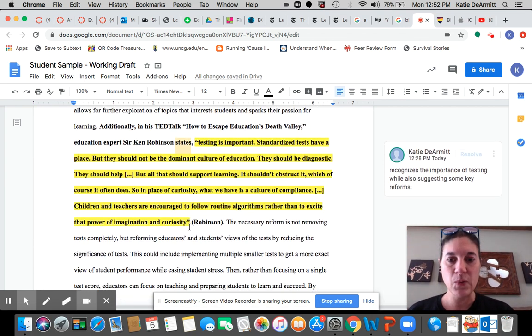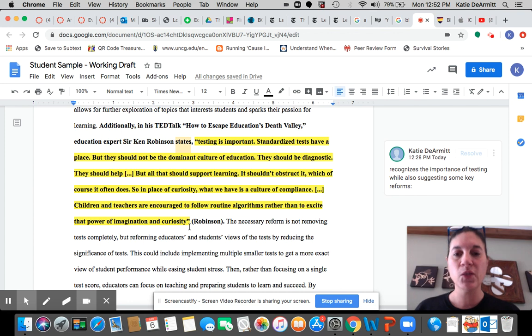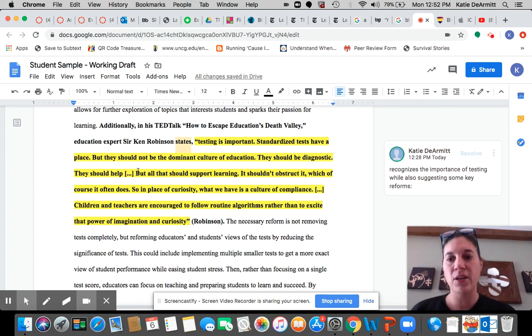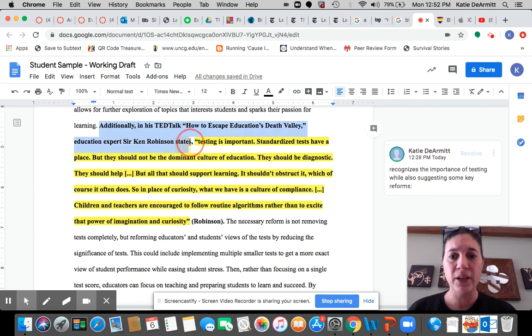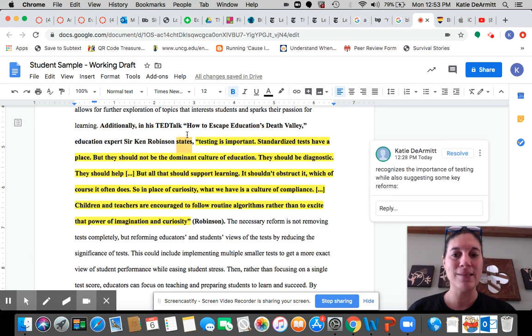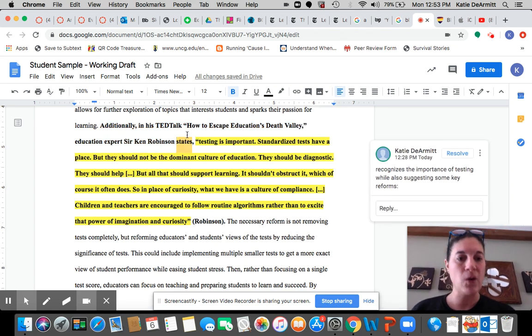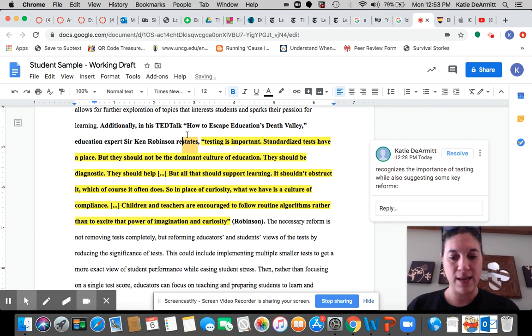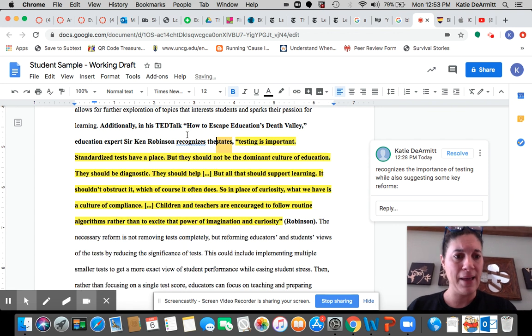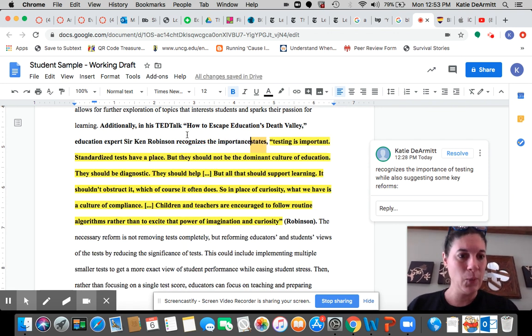This is one that I need to do a little bit of revision with because you can see my attributive tag here ends with a verb and a comma. That's not how you introduce a block quote. You always introduce a block quote with a complete sentence attributive tag and a colon. And I've kind of cheated here because I went ahead and wrote what I wanted to say ahead of time. So I was a little bit more prepared. So I'm going to change this to a complete sentence.